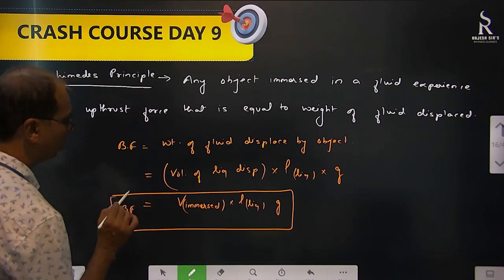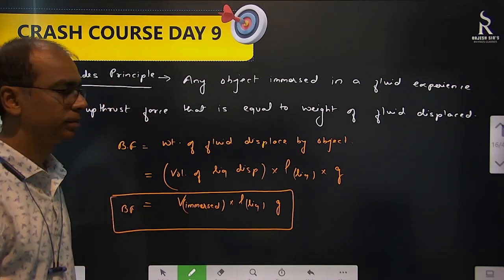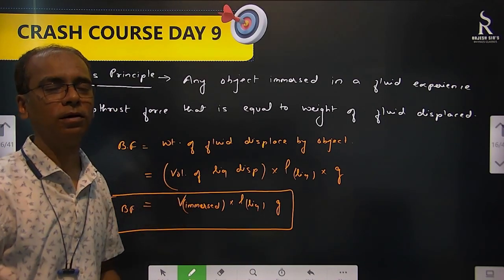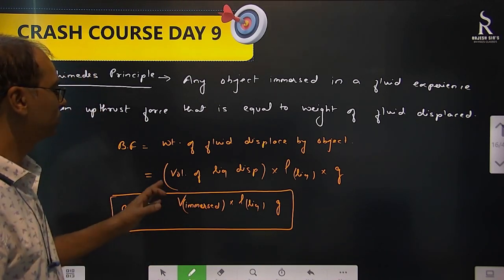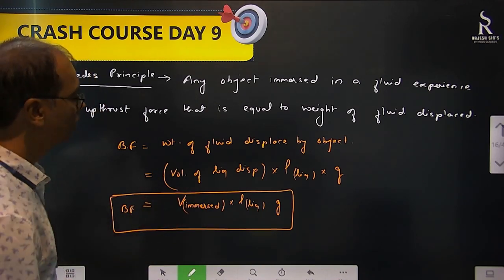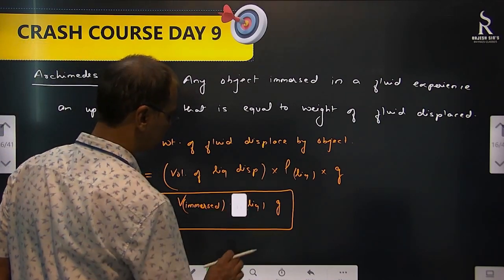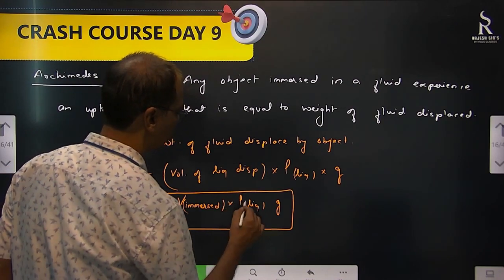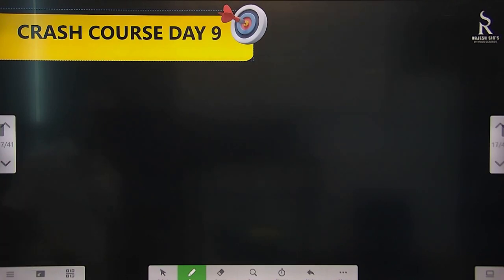Okay, and this is what was told to us by Archimedes. He discovered it. It was there; he did not invent it, it is a discovery. So, buoyancy force is volume of immersion into rho of liquid, this is rho, okay, not L, rho of liquid into g.